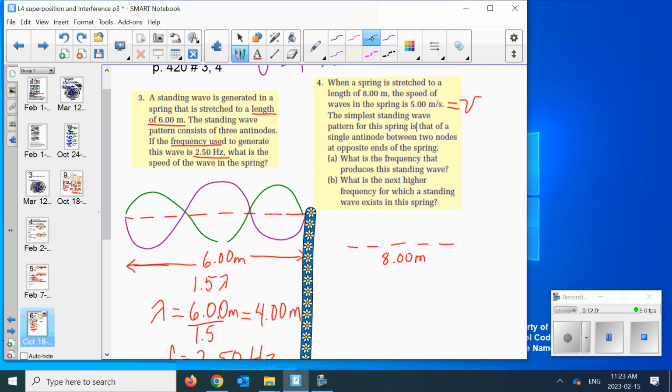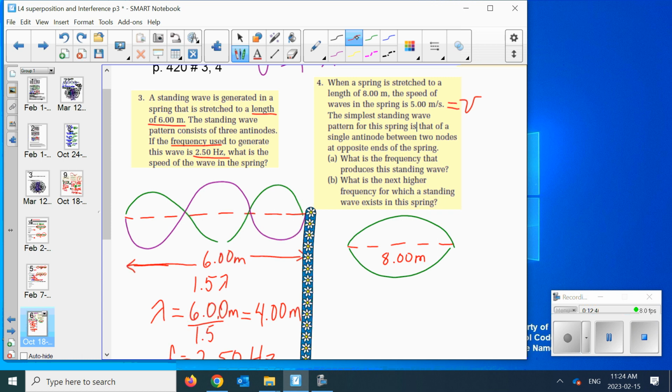Now, I know that a single loop, that's a single antinode. It goes up, and then it goes down. This is like skipping rope, right? The easiest one to do is the slowest. Right away, then, what does this tell me before I even start the calculation? How much of a wave is that? Half of a wave.